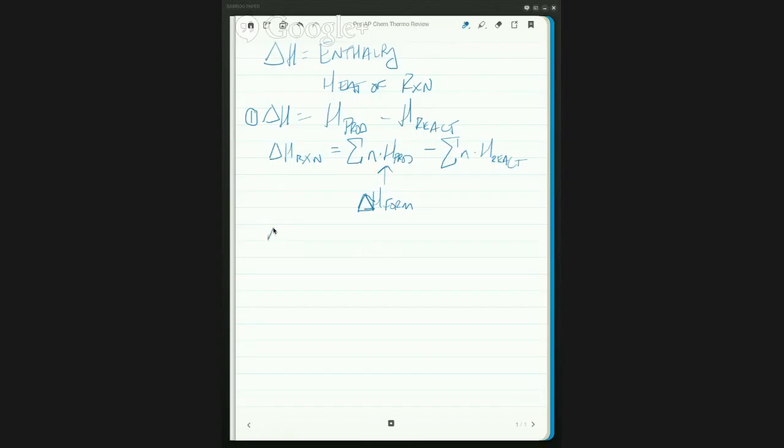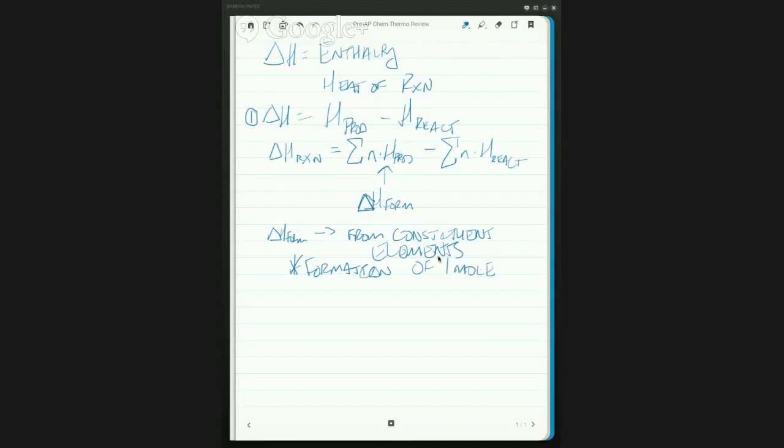Now, delta H of formation is how you make it from constituent elements. And really, it's just the making of 1 mole. Or I shouldn't say making, formation of 1 mole, okay?